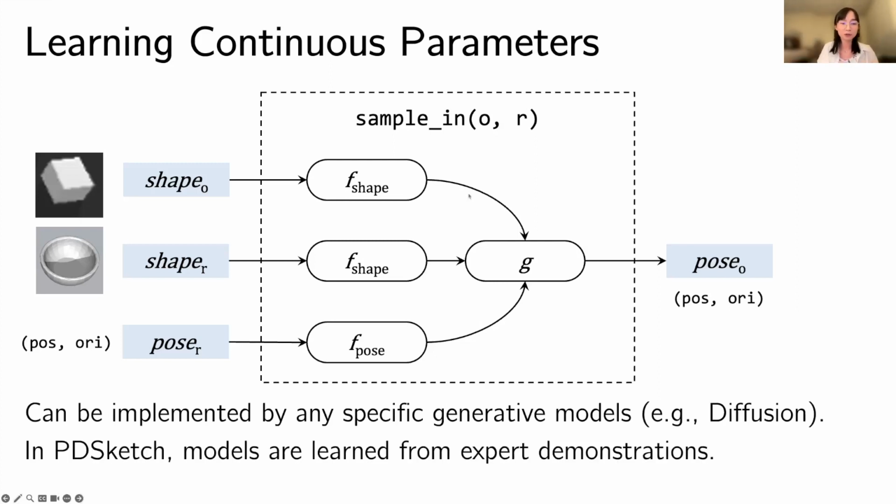And in the PDSketch model, this kind of sampler is learned from expert demonstrations because we want to avoid exploration in continuous spaces.